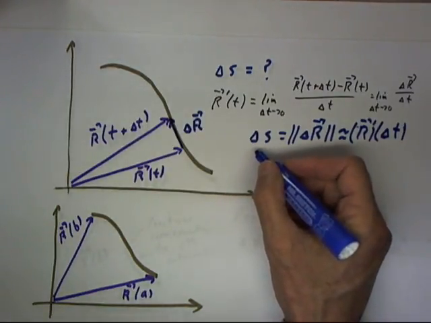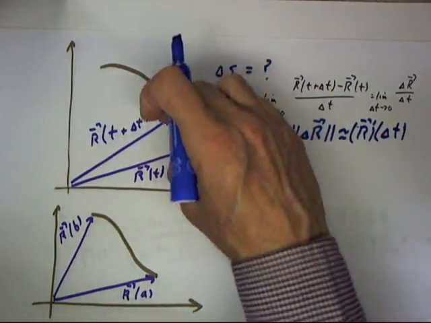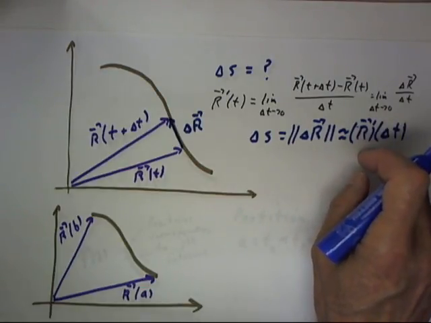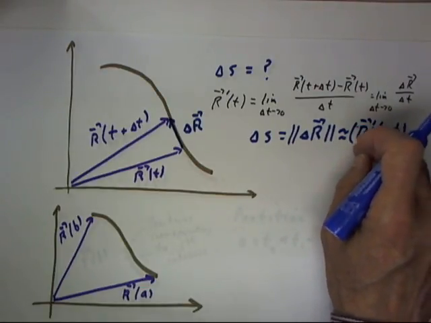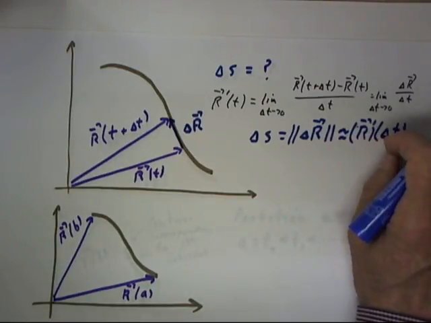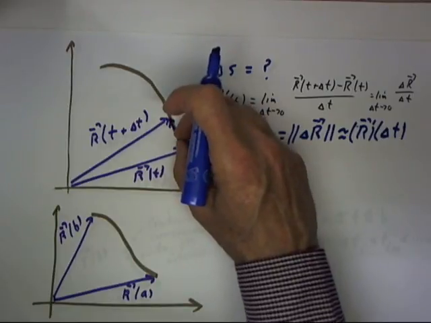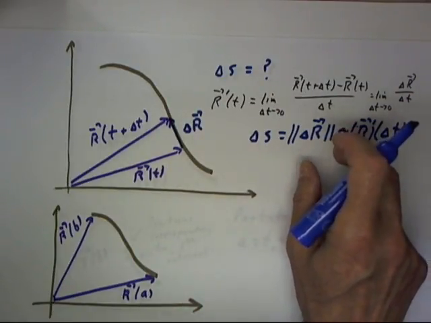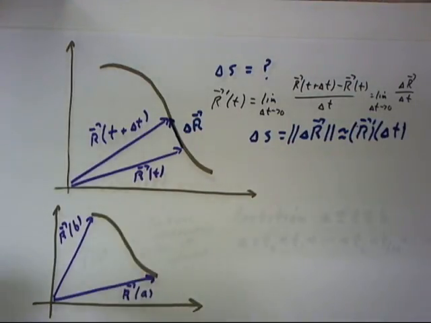So delta s is just how far it is from here to here. That's the magnitude of the delta r vector. The delta r vector is the product of our r prime vector and delta t. Rather, is approximately equal to the product. And if delta t is close to 0, then this approximation is very close to being exact.